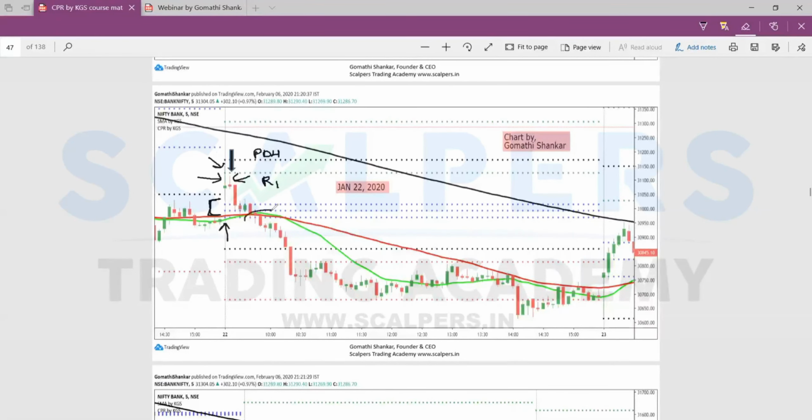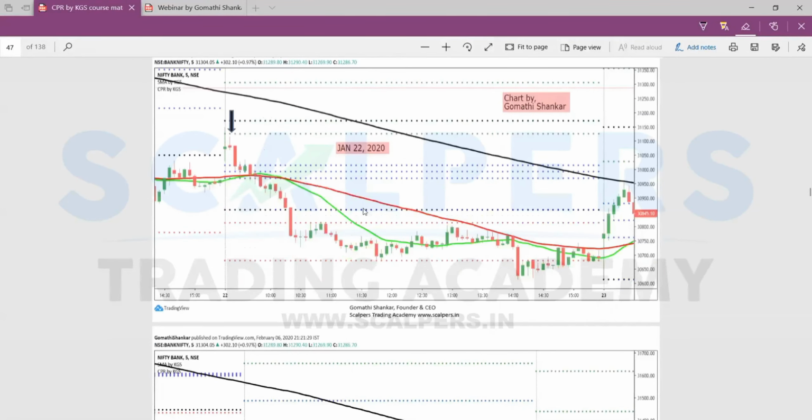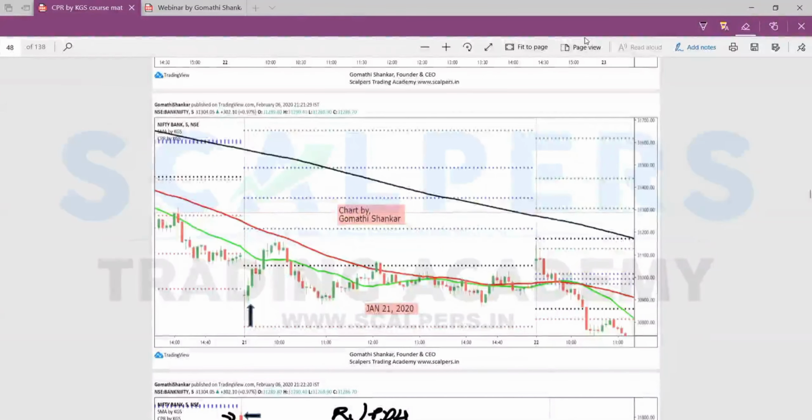Place your target at 20 SMA. Very simple. This is how you can do a quick scalping in the morning itself.